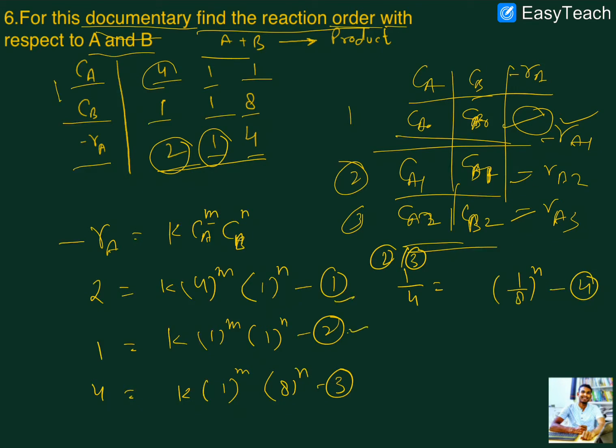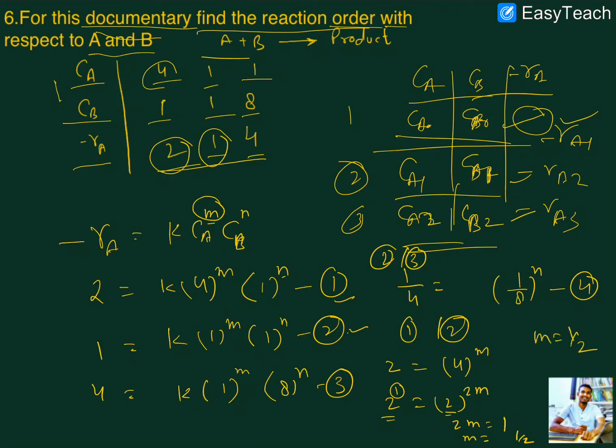Now we will take 1 and 2. Divide 1 by 2. So this will become 2 on the left hand side. Here K will get cancelled and this will become 4 raised to the power m. n and n are the same, so they will get cancelled. If you write it like this, the base is the same on both sides, so 2m should be equal to 1. The power is 1 here, so m is equal to 1 by 2. So we got the order with respect to A is 1 by 2.